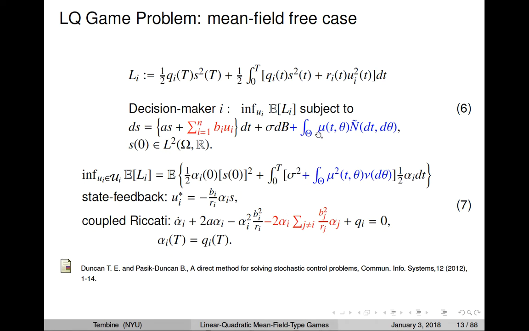This is an extension. So the jump part is the part that we have included here, and the part without jump and with one agent can be found in the earlier work by Professor Duncan and co-authors.